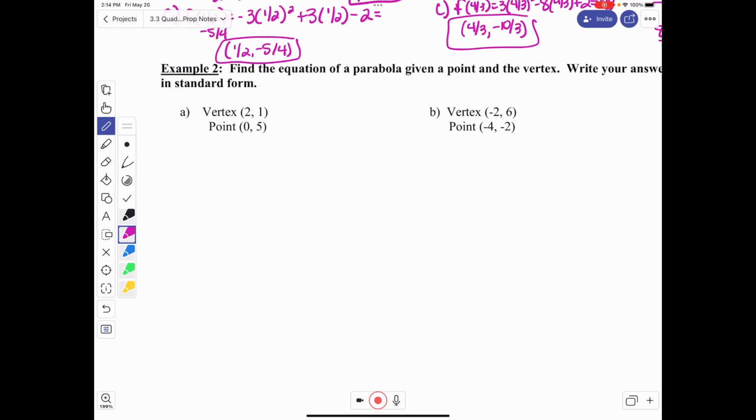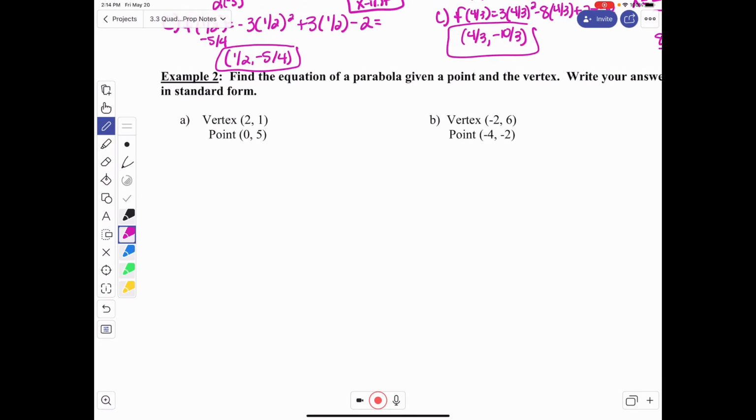Okay, find the equation of a parabola given a point and the vertex, and we'll write our answer in standard form. So being that we're given a vertex and a point, I'm going to start off with vertex form. So remember, vertex form looks like this, and this was on the front side of your page. So that's vertex form. So I'm going to plug this in first. So x minus 2 squared plus 1.